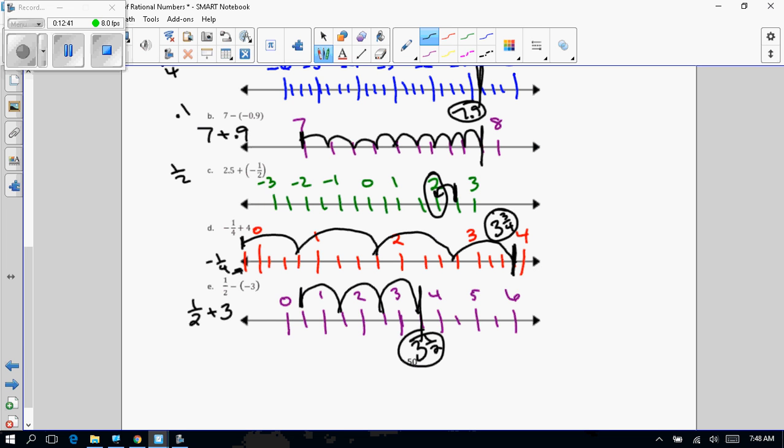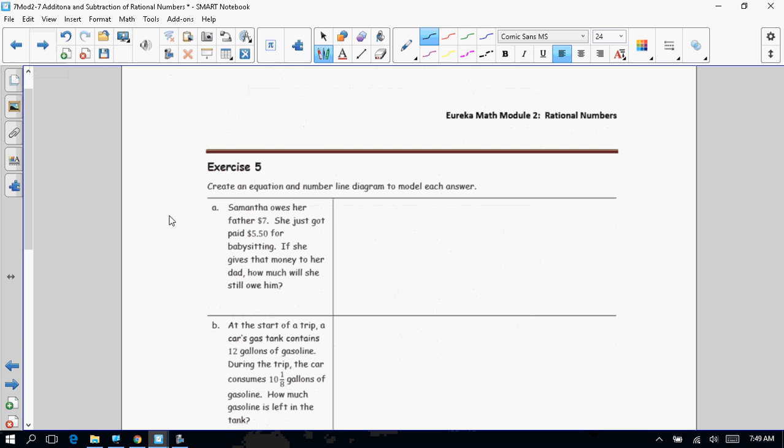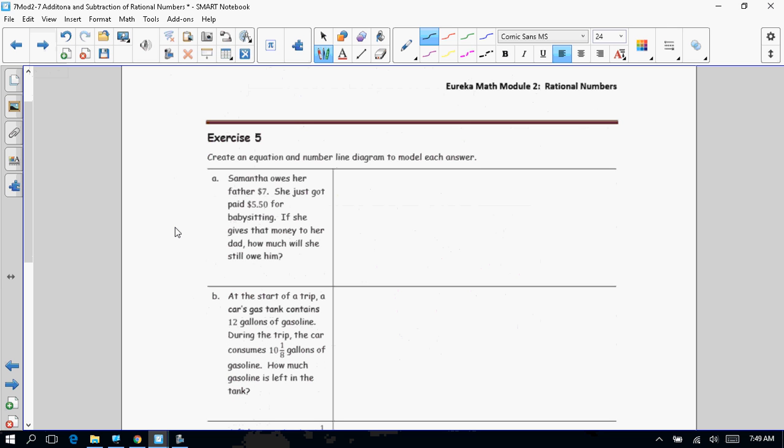All right? So if you need to fix any of those, please do so. I want the right answers in your book. For those of you who got them, we're going to go on to the next page. Page 51 says, create an equation and a number line diagram to model each answer. Samantha owes her father $7. I'm going to stop owing somebody, right? She got paid $5.50 for babysitting. That's a good thing, right? She got paid, so she just made that money. If she gives all that money to her dad, how much will she still owe him?